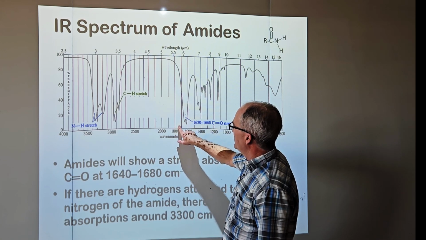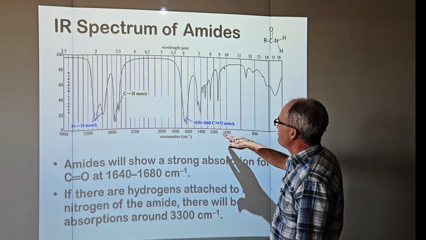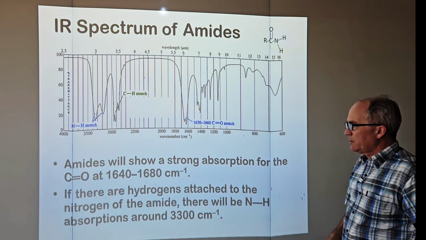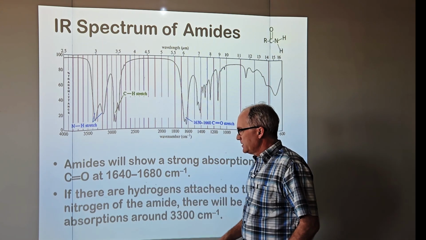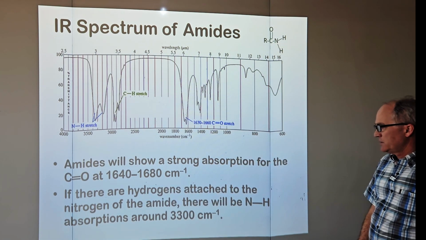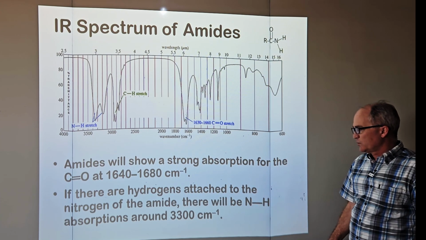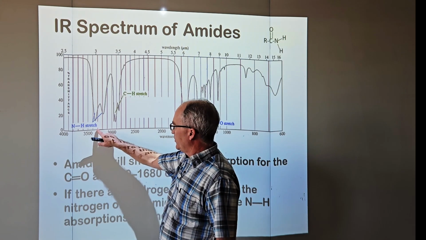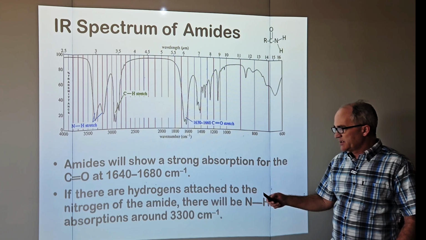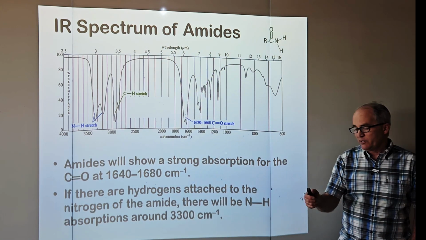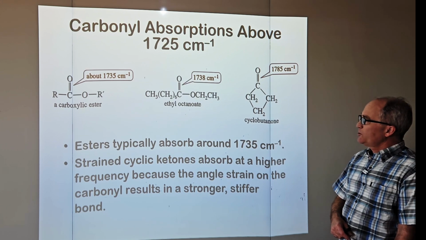Carbonyl carbon, normally 1720. Here's this thing, it's quite a bit lower, and that is the carbonyl carbon. Amides show a strong absorption, 1640 to 1680. If there are hydrogens attached to the nitrogen of the amide, there will be a nitrogen-hydrogen absorption here around 3300, 31, 32, 33. But this should be a good example of one of the points we talked about on Wednesday.